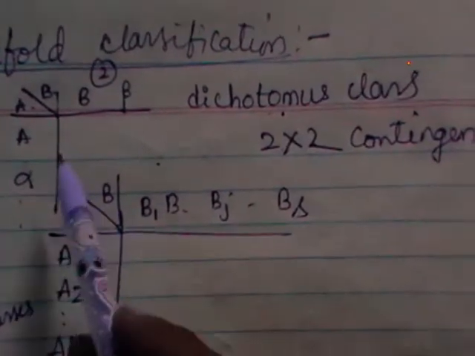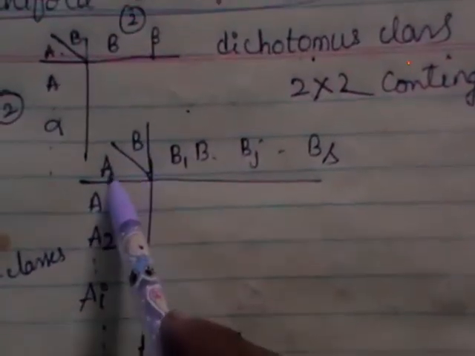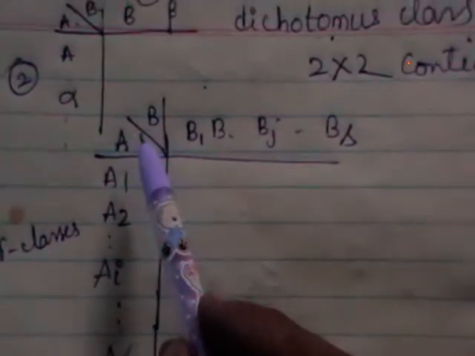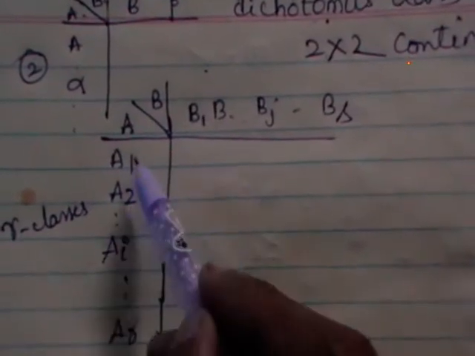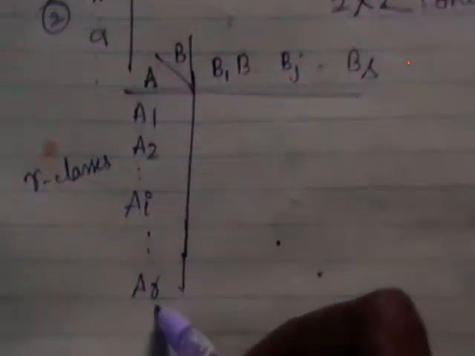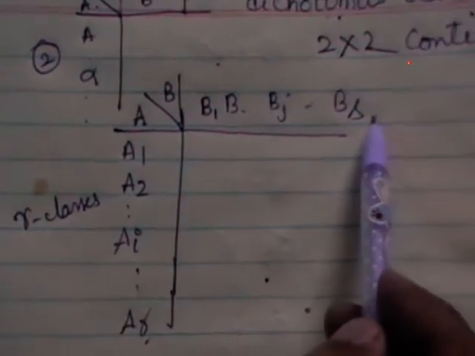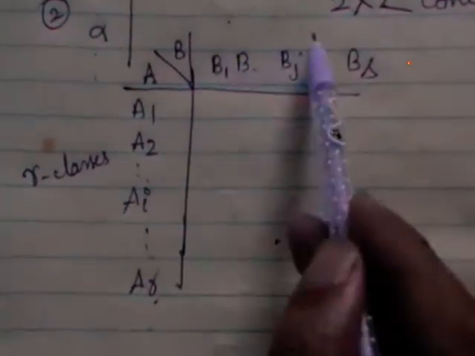Here manifold classification means you will have only two attributes, but each attribute has more than two classes, it may be three classes or four classes. In general, let us say that A is assuming R classes, the attribute B is assuming S classes, A1, A2, AR, B1, B2, BS. So here you have R and here you have S. We call that an R by S contingency table. And here the classification is called manifold classification.